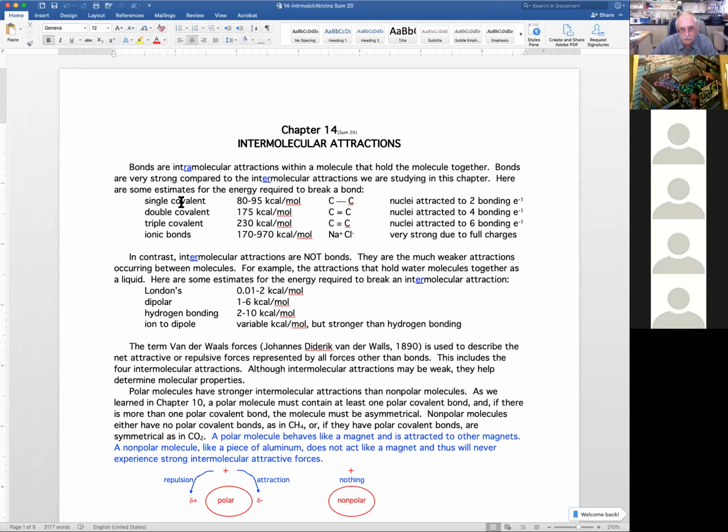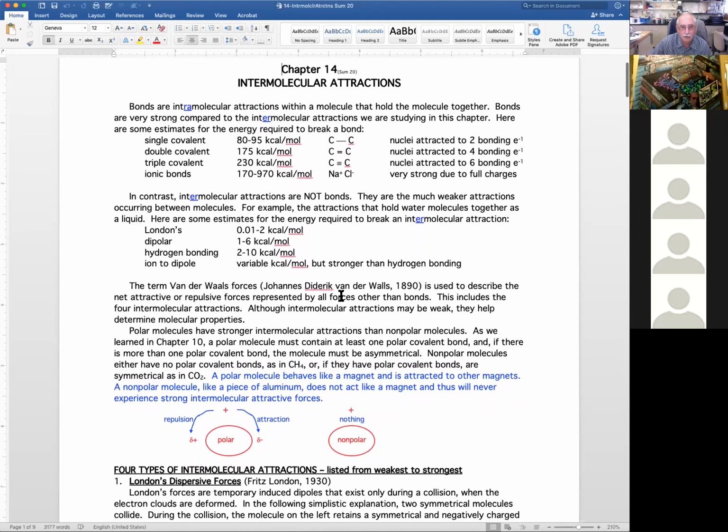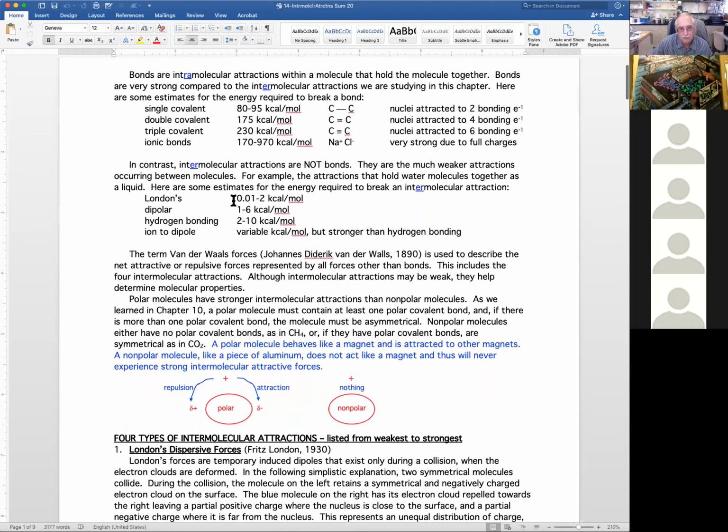So here's the approximate strength of a single covalent bond. Here's a double. You can see it's stronger. A triple is even stronger. And ionic bonds can be quite a variety, about the same as a double bond, but they can be quite high. And then intermolecular attractions are not bonds, even though one is called a bond. It's not a bond. Look at the magnitude here. It's just orders of magnitude smaller.